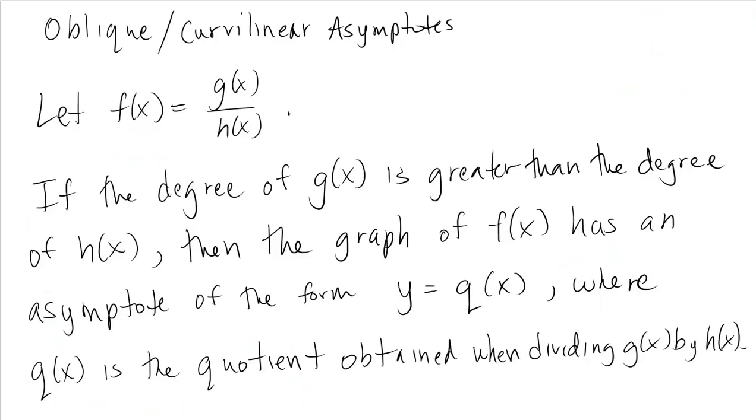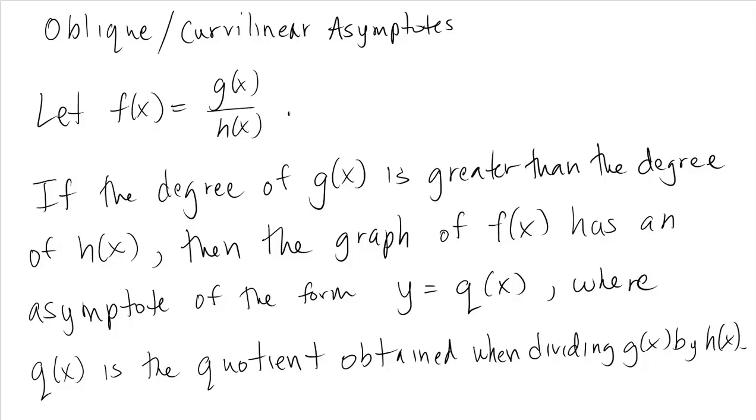Here's the rule. Let f(x) equal g(x) over h(x). If the degree of g(x) is greater than the degree of h(x), then the graph of f(x) has an asymptote of the form y equals q(x), where q(x) is the quotient obtained when dividing g(x) by h(x). Now it turns out this rule also works for horizontal asymptotes, but we have those shortcuts that we talked about before. We don't have to do the division. But when the degree of the numerator is bigger than the degree of the denominator, we have to divide in order to find what the asymptote is.